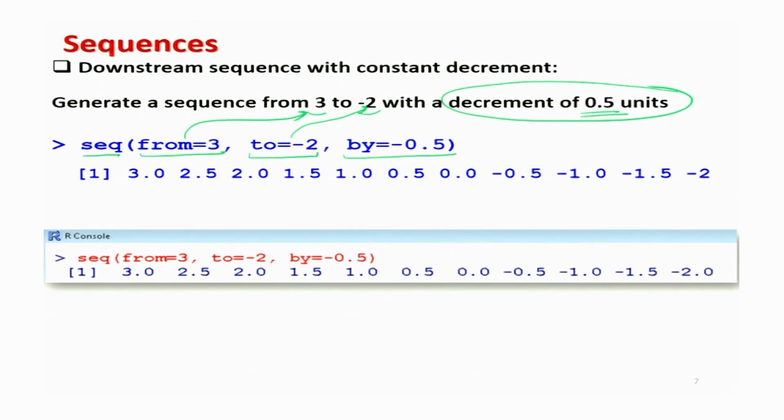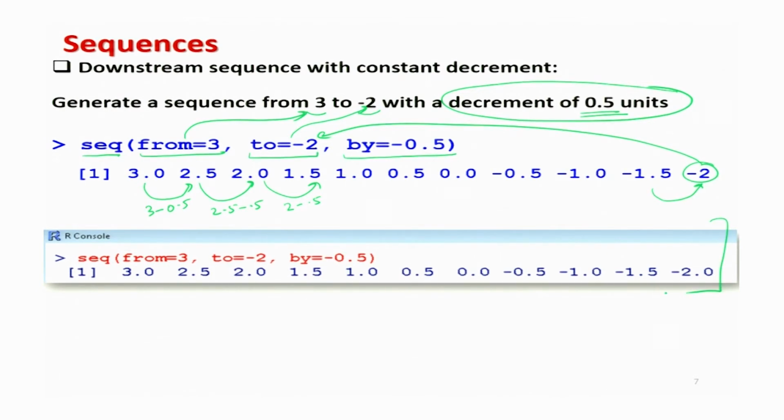The sequence will start from 3 and then it will be 3 minus 0.5, this will come out here 2.5, and then once again 2.5 minus 0.5, and then 2, then 1.5, which is 2 minus 0.5, and so on. And this will continue until you reach the value minus 2, which is here. And if you try to do it in the R console, you will get this type of screenshot.